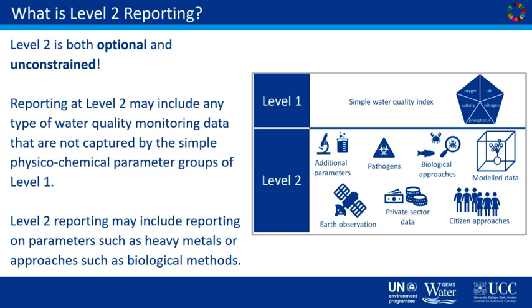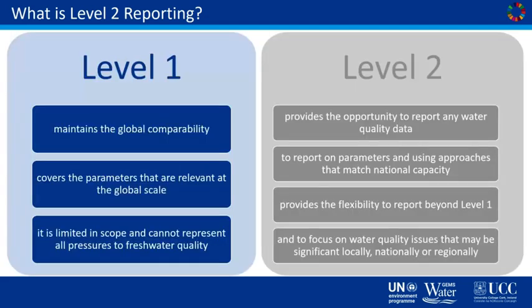Level 2 reporting may include, for example, reporting on parameters such as heavy metals or based on alternative approaches to monitoring, such as using biological approaches. Level 1 monitoring maintains the global comparability of the indicator, and although it does provide good information, it is limited in scope and cannot represent all pressures to freshwater quality. And the impact of these pressures include oxygen depletion, salinisation, nutrient enrichment and acidification. And these are issues which are present and relevant at the global scale.